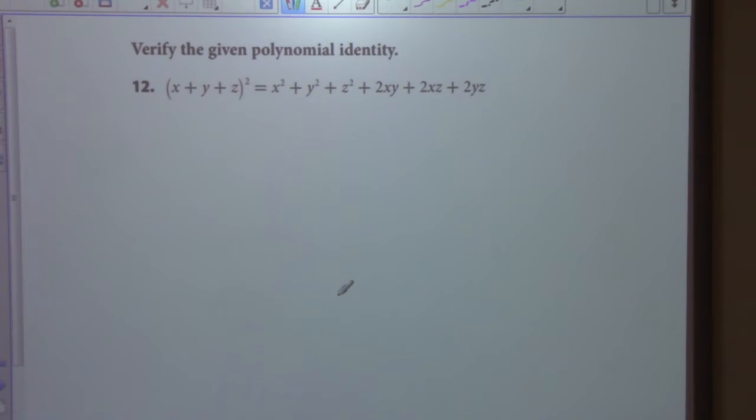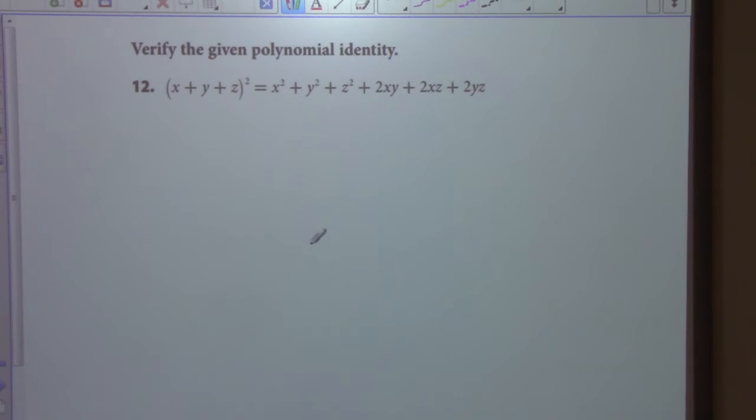Today we're going to be working on something called identities. Here we're going to use and verify different polynomial identities. Do you have an idea of what an identity is? Well, it's a basic formula.